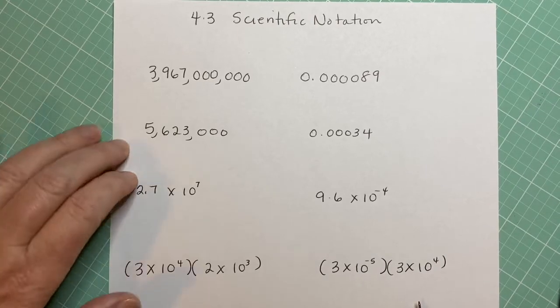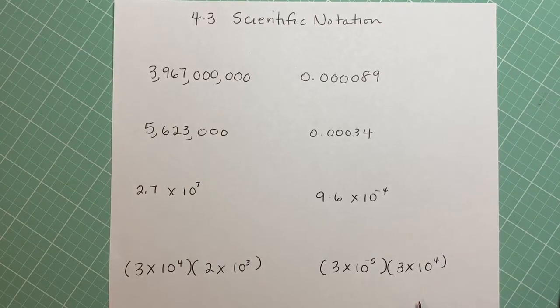Let's look at 9.3, which is scientific notation. So scientific notation is just a way to write really big numbers with lots of zeros in a compact form so that you're able to multiply and divide them using exponent rules.